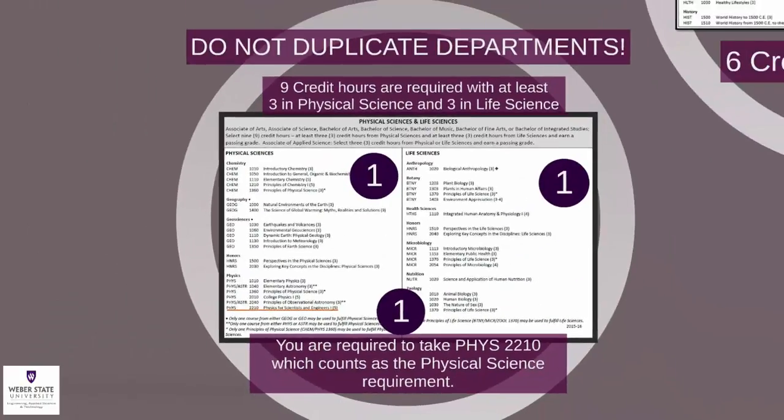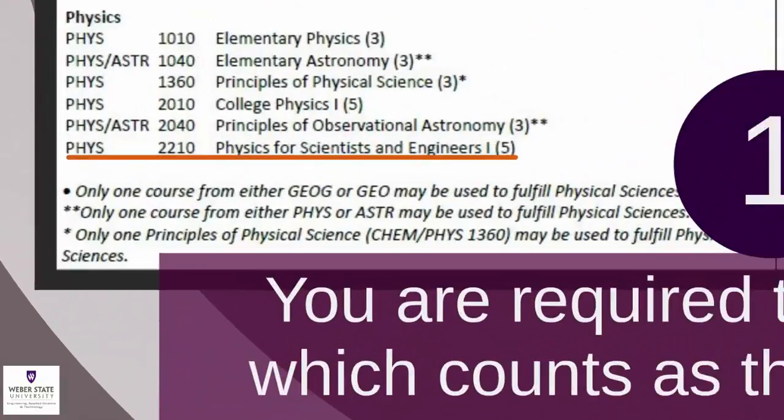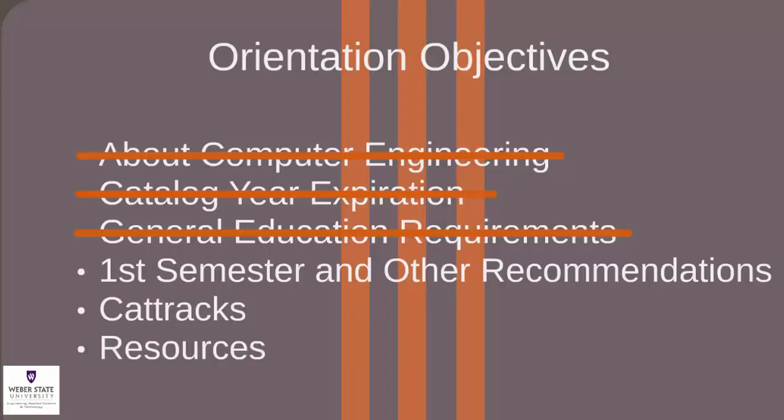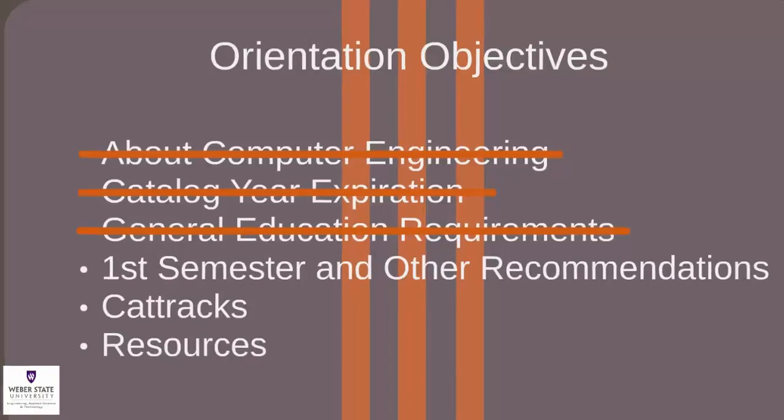You will need to choose one 4-credit life science course, or one course from life science and one course from either life science or physical science. Remember not to duplicate departments. Please note, only one course from either geography or geosciences and only one course from either physics or astronomy may be used to fulfill the physical science requirement. This completes the general education breadth requirements.